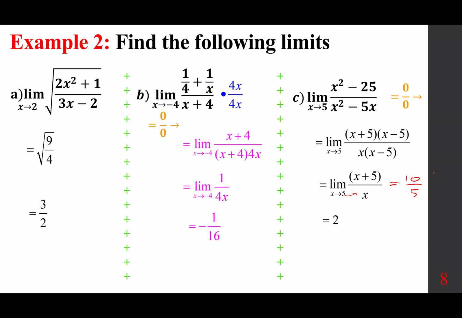A quick recap of this page. You plug in, it works out, you're done. You plug in, you get some sort of an indeterminate form, in this case 0 over 0. Because you have a complex fraction, LCD is the answer. Over here, when you get a 0 over 0, it's a rational function. Factoring is the answer.